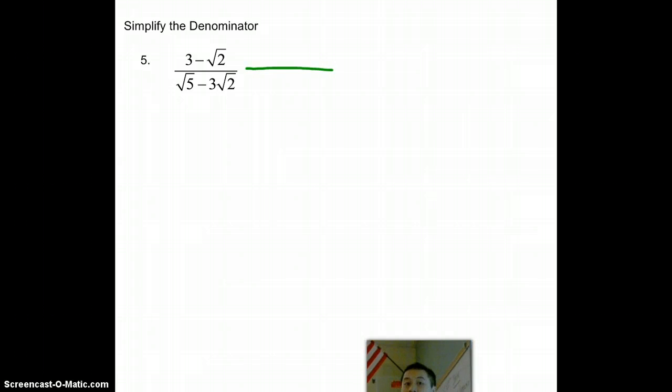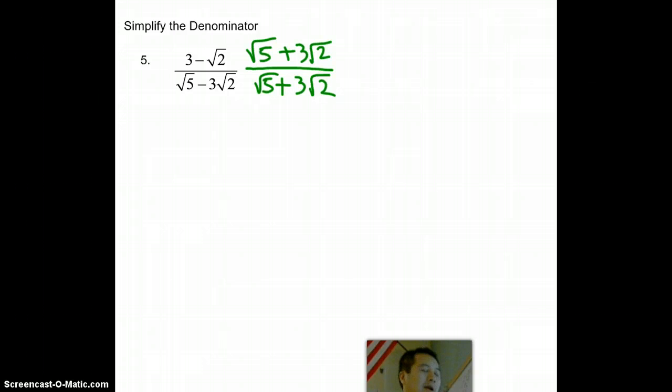What is conjugate? Conjugate means the same but different. Same, how are they same? Same numbers, everything different. How are they different? The sign. Which one? The middle one. So this is square root of 5 plus 3 square root of 2. Top and bottom. Square root of 5 plus 3 square root of 2. Would that really get rid of all the radicals? It's kind of like unbelievable looking at right here.